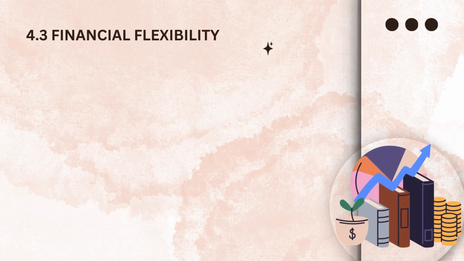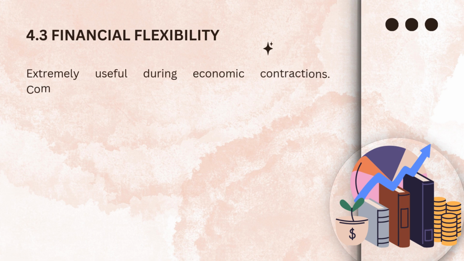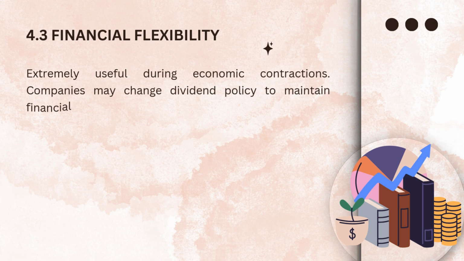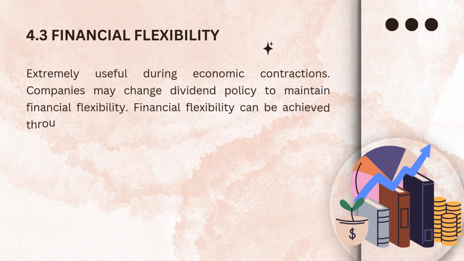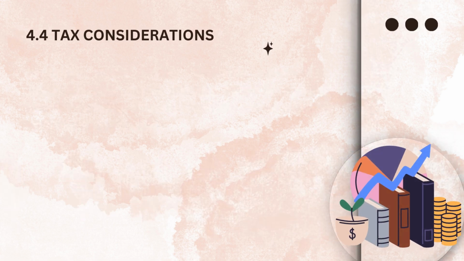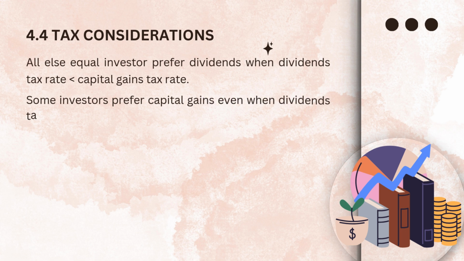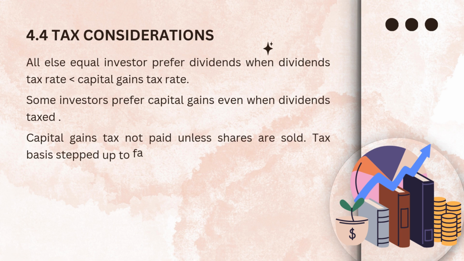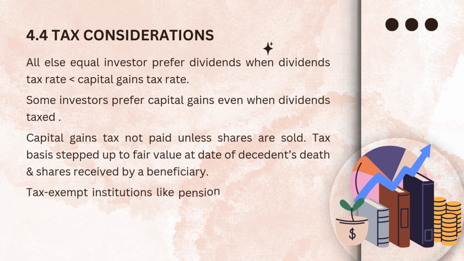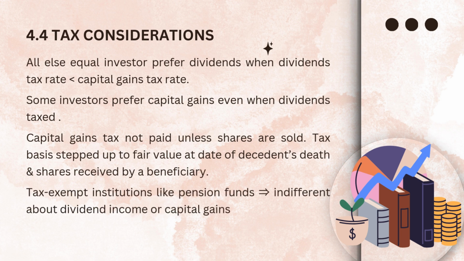4.3 Financial flexibility. Extremely useful during economic contractions. Companies may change dividend policy to maintain financial flexibility. Financial flexibility can be achieved through share repurchase. 4.4 Tax considerations. All else equal, investors prefer dividends when the dividend tax rate is less than the capital gains tax rate. Some investors prefer capital gains even when dividends are taxed. Capital gains tax is not paid unless shares are sold. Tax basis is stepped up to fair value at the date of the decedent's death and shares received by a beneficiary. Tax-exempt institutions like pension funds are indifferent about dividend income or capital gains.